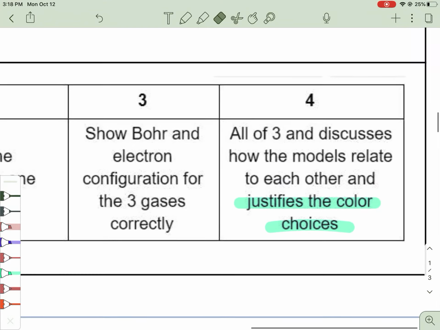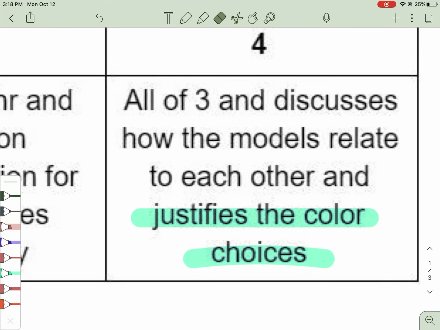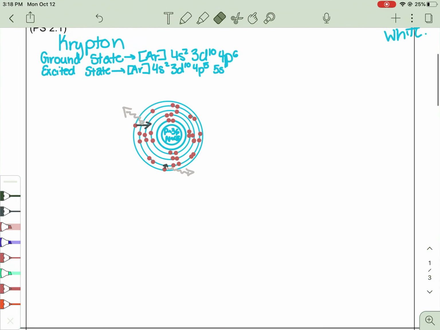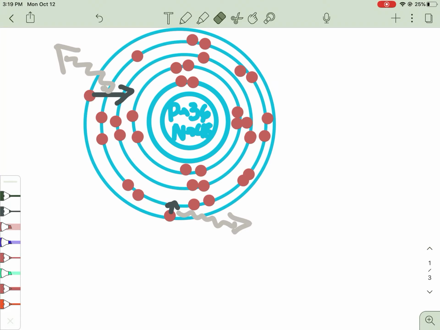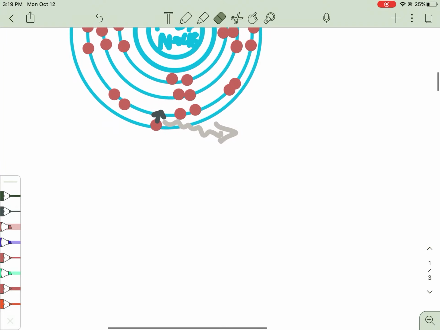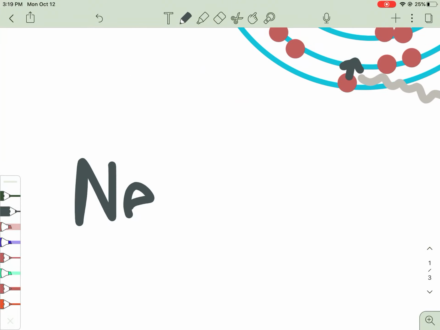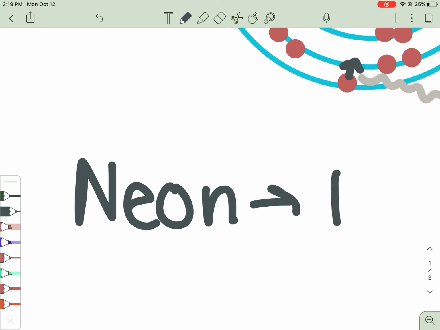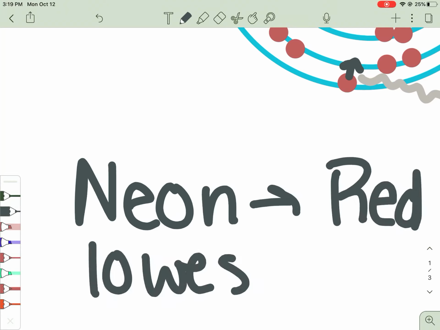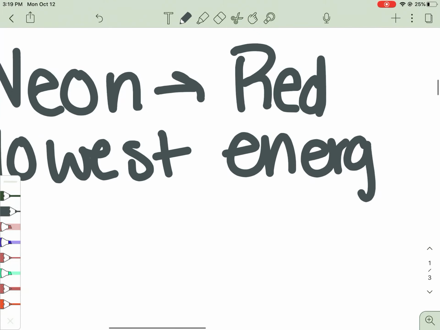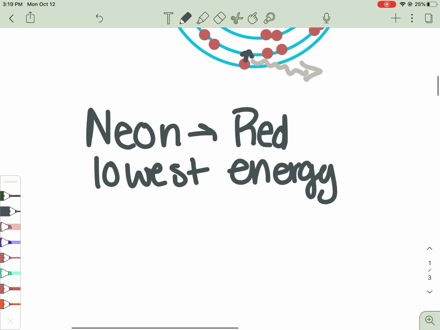So for a 4, you would have had to do the justification of the color choices, and how the models relate to each other. This is where the distance that your electrons fall would be more imperative. What I mean by that is, if it's the neon, neon produces red light. Red light is the lowest energy, lowest wavelength... longest wavelength.